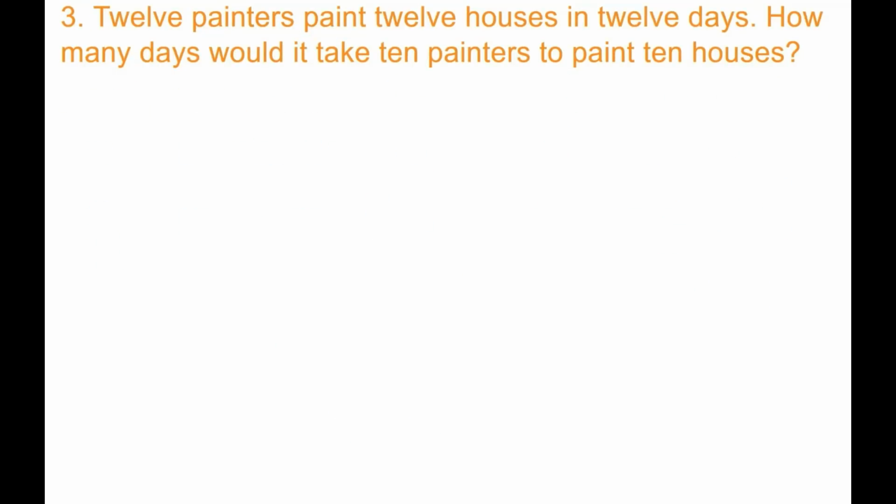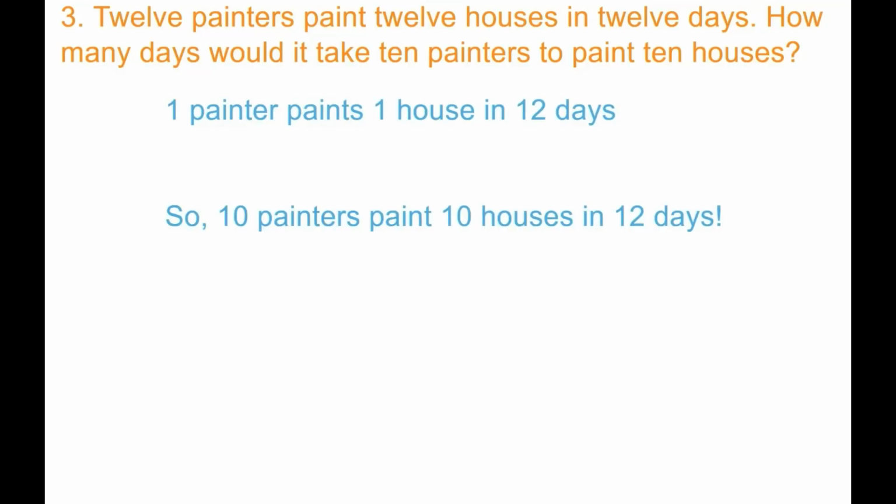Number 3. 12 painters paint 12 houses in 12 days. How many days would it take 10 painters to paint 10 houses? Let's use logic to solve this problem instead of any formulas. If 12 painters paint 12 houses in 12 days, then if we had 1/12 of the painters, or one painter, then we would only paint 1/12 of the houses. So that means one painter paints one house in 12 days.